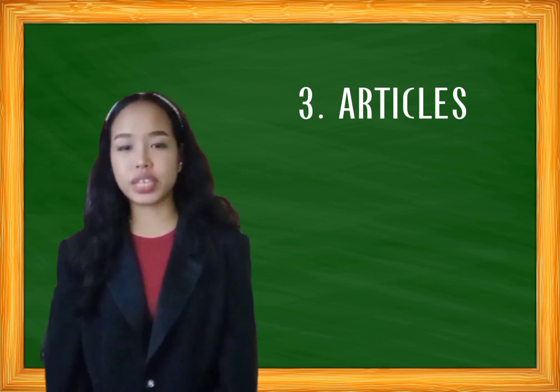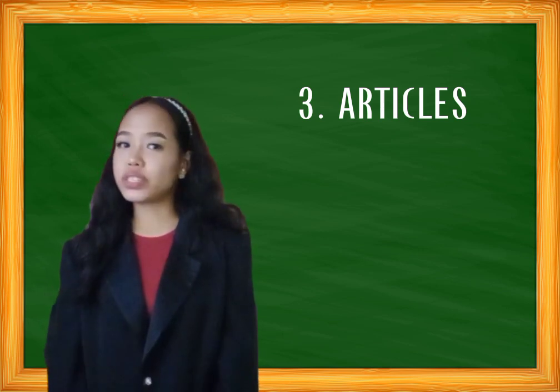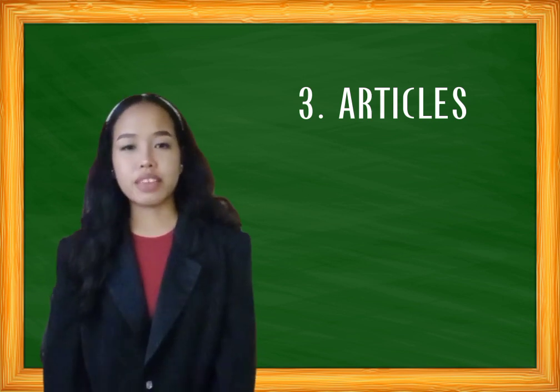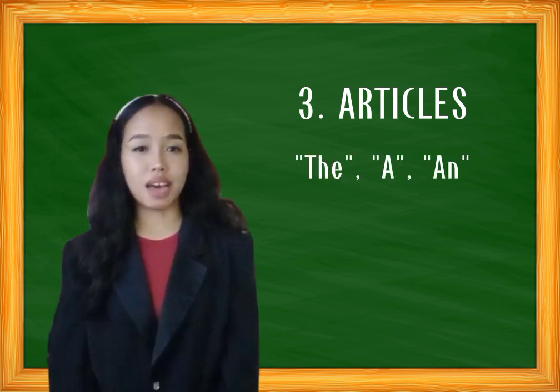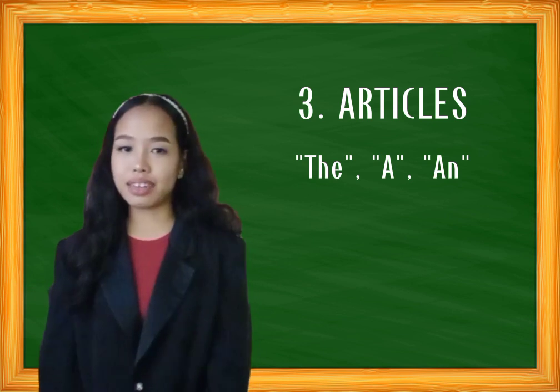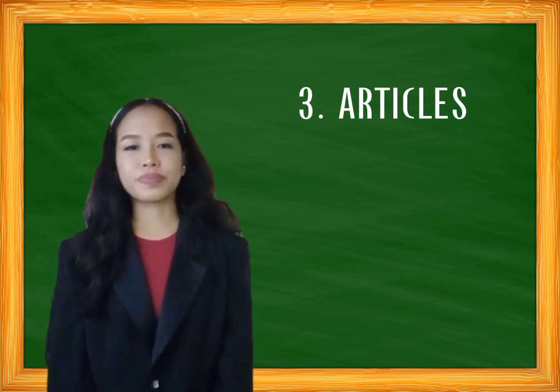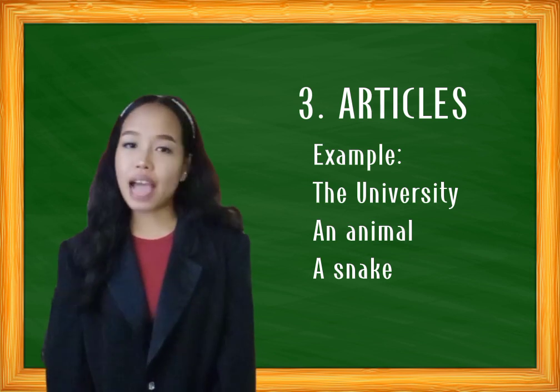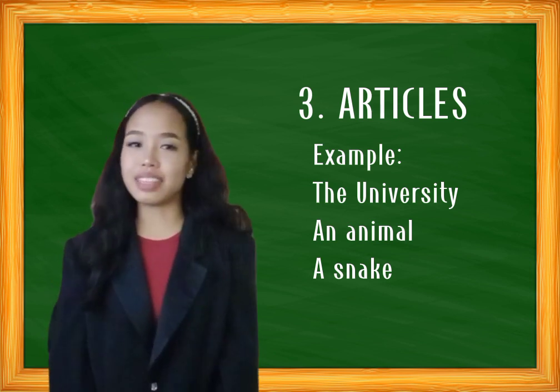Articles are words that precede or are seen before a noun or noun modifier. These words include the, a, and an. For example, the university, an animal, a snake.